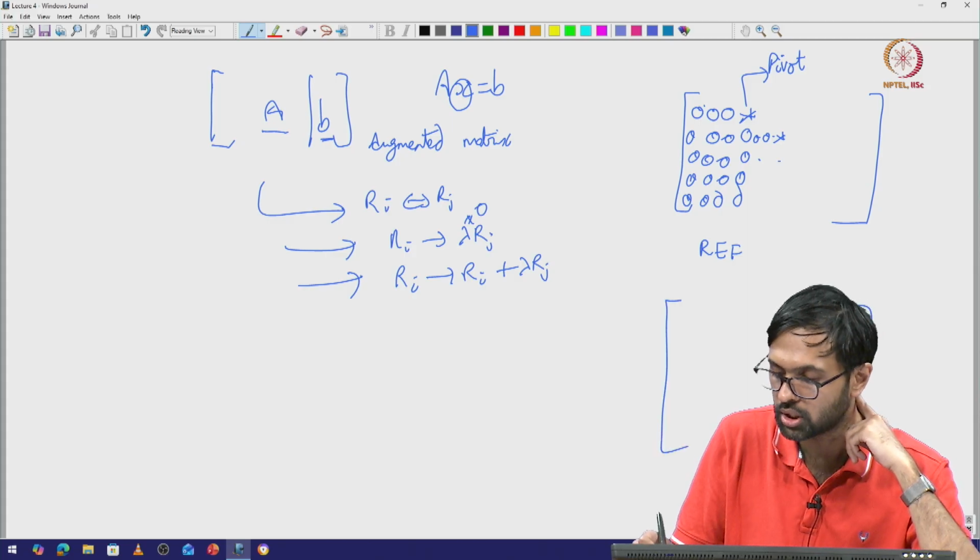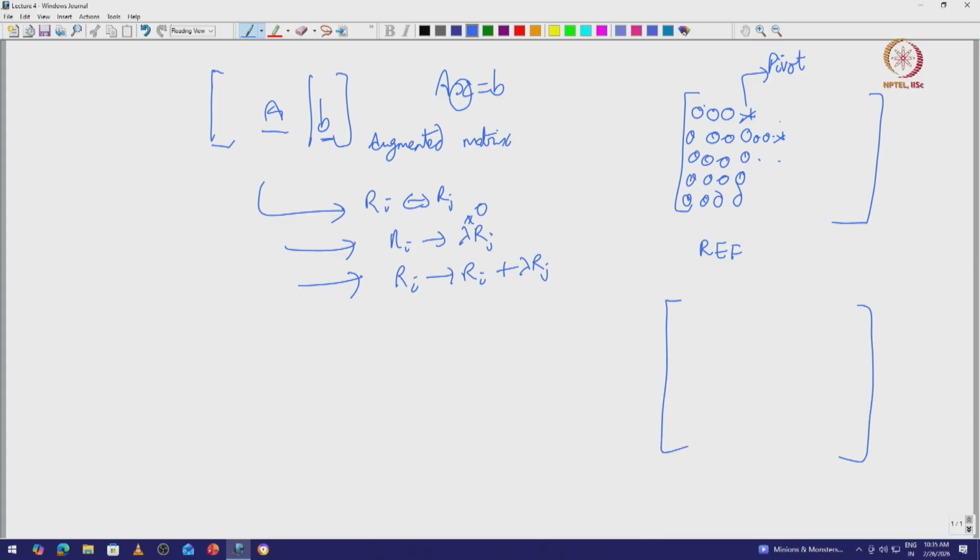For row reduced echelon form, it's almost the same thing, except first of all these pivots have to be normalized to 1. Secondly, in the row echelon form, the entries above the pivot can be non-zero, but here even the entries above the pivot as well as below the pivot must be 0.